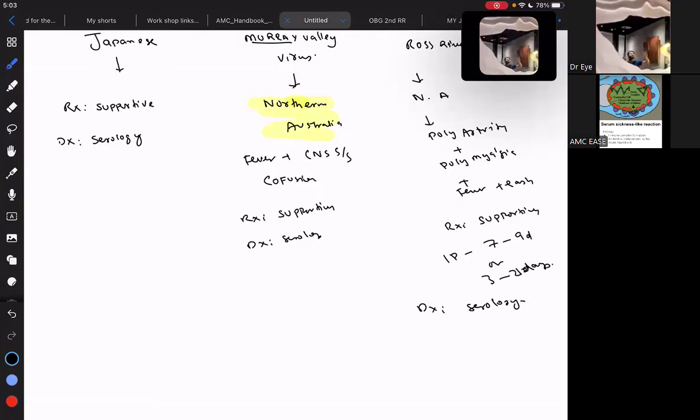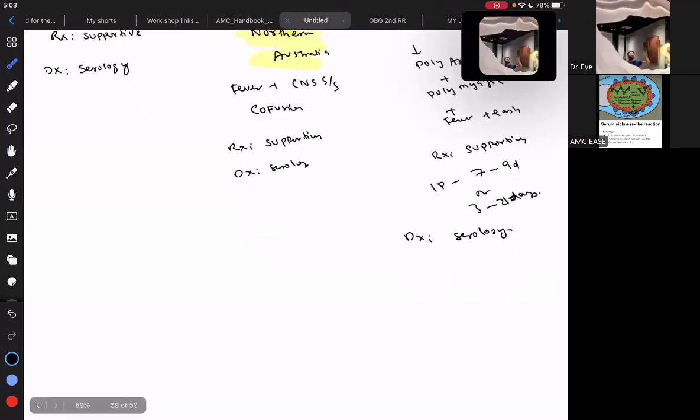The differential diagnosis is what we call Barmah Forest virus. It is the same, seen in the same area as Ross River, but the signs and symptoms are very mild. Okay, that's it.